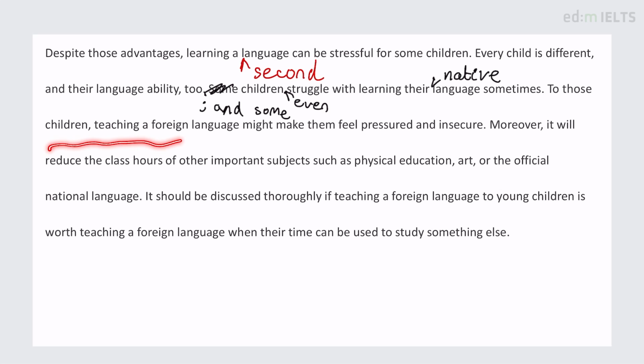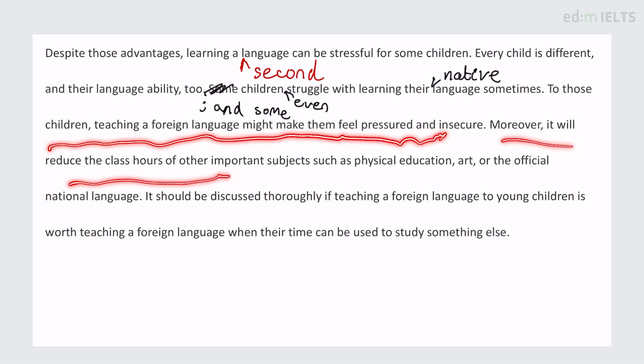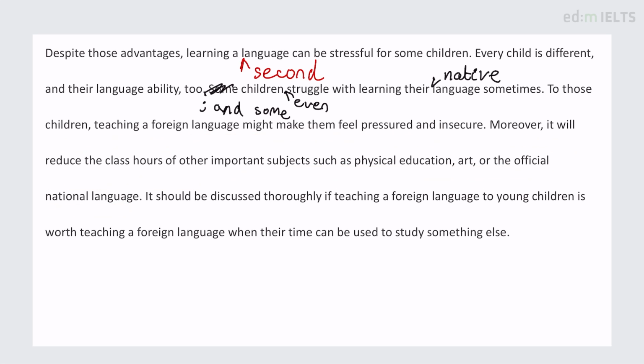To those children, teaching a foreign language might make them feel pressured and insecure. Moreover, it will reduce the class hours of other important subjects such as physical education, art, or the official national language. This is good. I like this. There's nothing I would really change. Nice vocabulary there, for example.